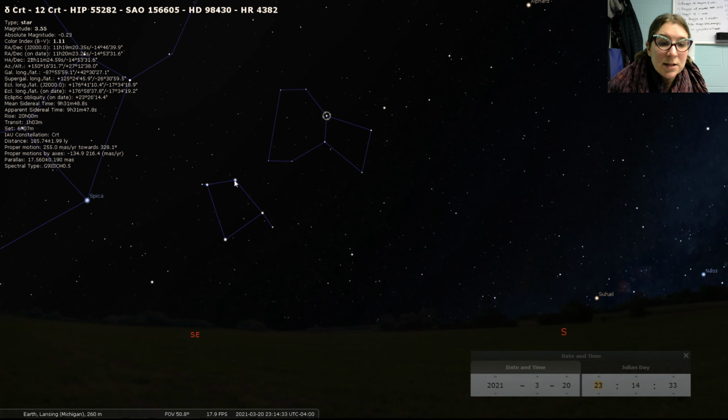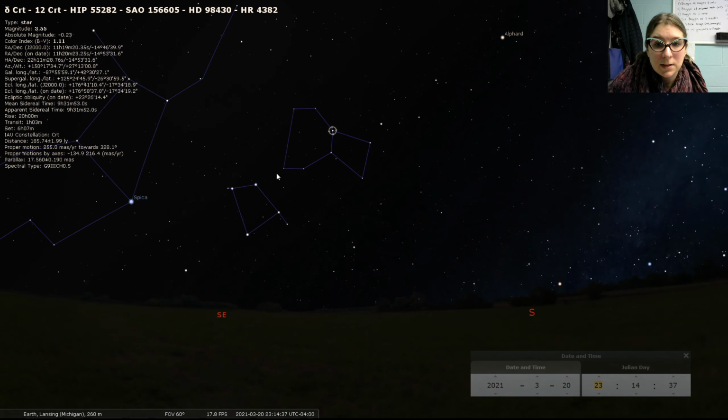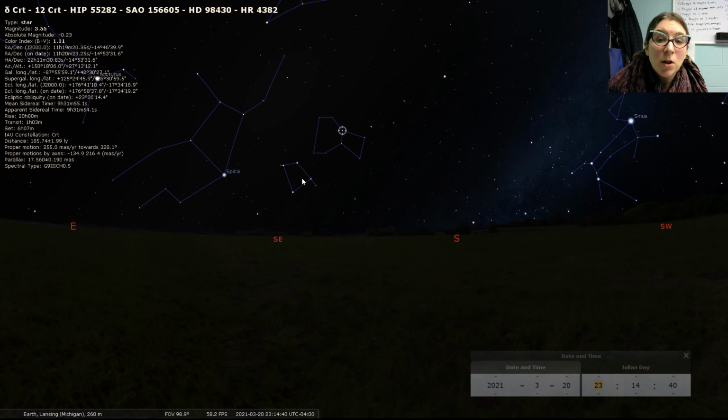So Corvus the Crow was sent to gather Crater the Cup to bring back to Mount Olympus for the gods to use. And along the way, he found a fig. That fig looked delicious, but it wasn't quite ripe yet. So he hung around waiting for the fig to ripen. And when it finally was ripe, he ate it. But now he was late bringing the cup back to the gods. And so he tried to come up with an excuse. His excuse was a water snake.